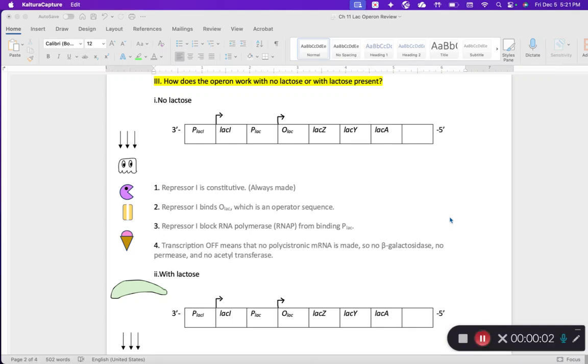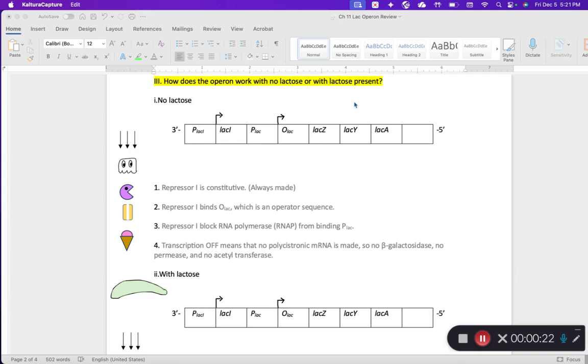So now that we have an idea of the components of the lac operon, we know this is going to be the 3' to 5' template DNA, and it's going to have the promoter region, some genes, the regulatory genes, and those structural genes. So now how does this work?